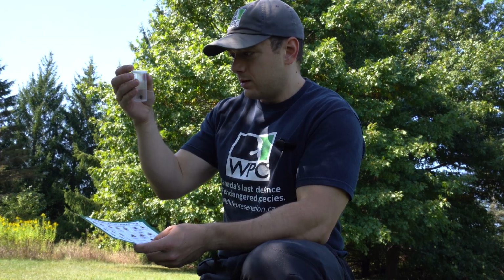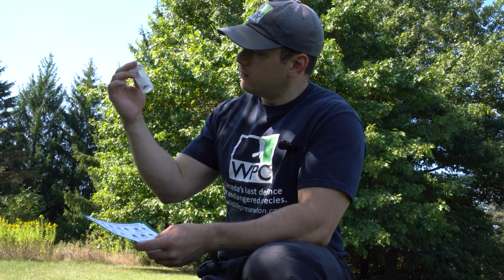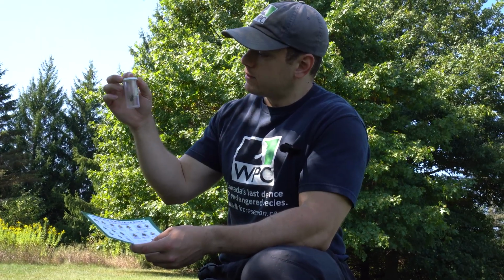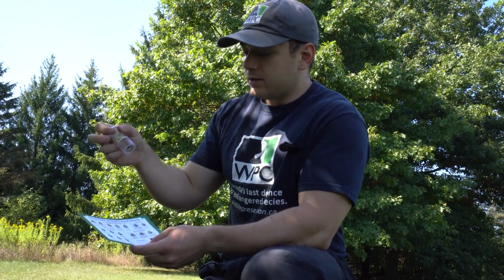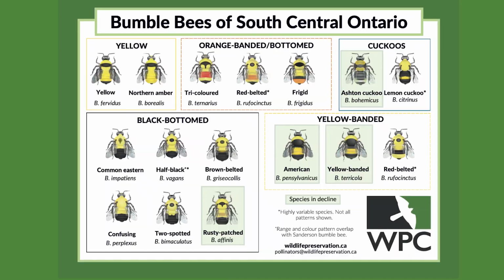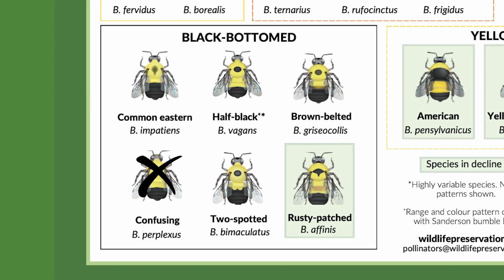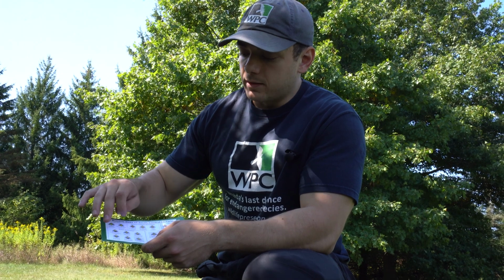And on the abdomen, I see that the first segment is yellow and the following segments are all black. And that one trait really does most of the work for us. As we see on this ID card, all of the bees here, except for one, have something going on at T2. The half black has a band of yellow. The brown belted has a crescent of brown on the second segment. The two spotted has two spots. And the rusty patch has that namesake rusty patch with some yellow at the bottom of it. But all of these different things are happening on the second segment.